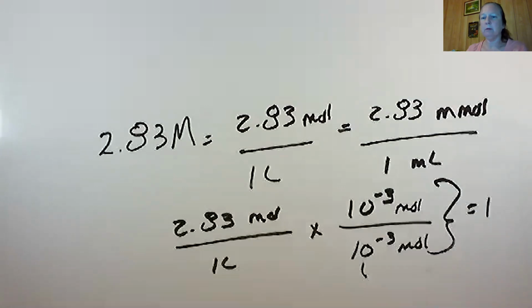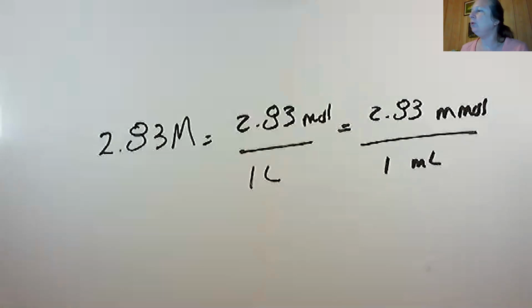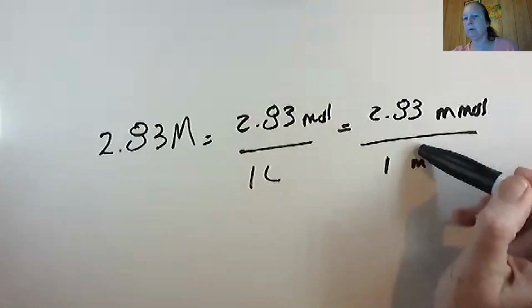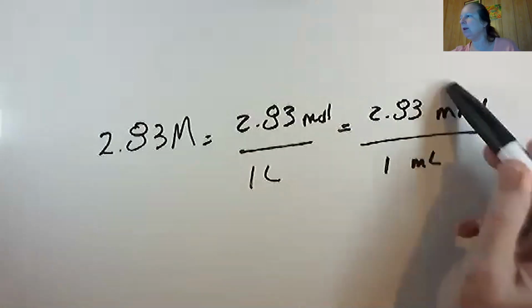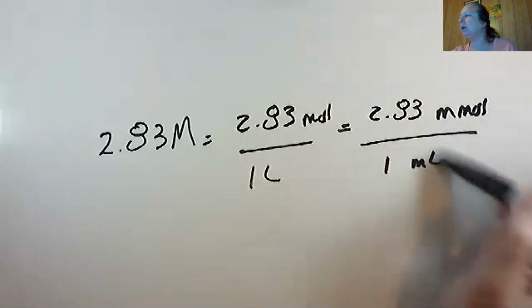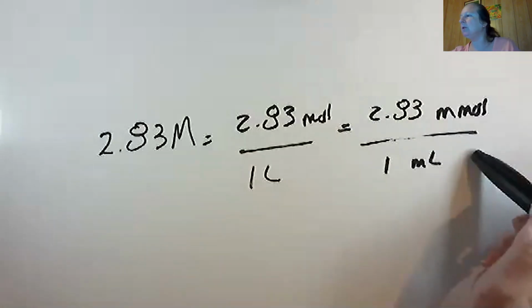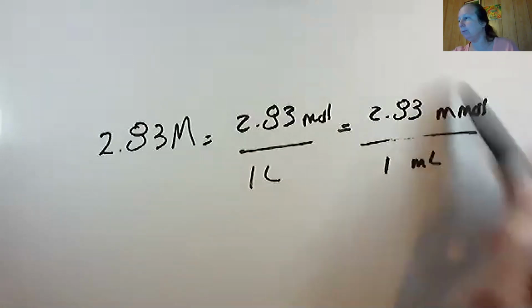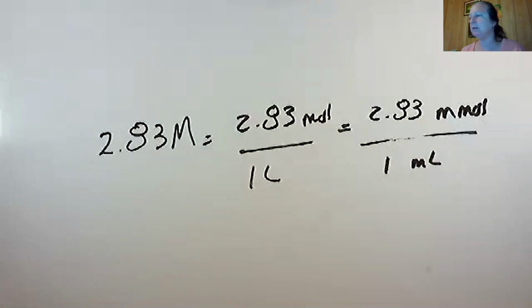Right? Top and bottom are identical. So you're multiplying this times 1. So that's why you can do this. As long as you do the same unit change top and bottom, it's the same thing as multiplying by 1, and it's just a convenient way to use milliliters. You're going to get an answer in millimoles. So be consistent.